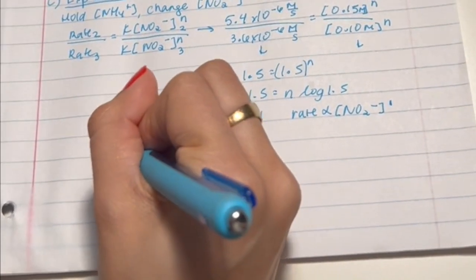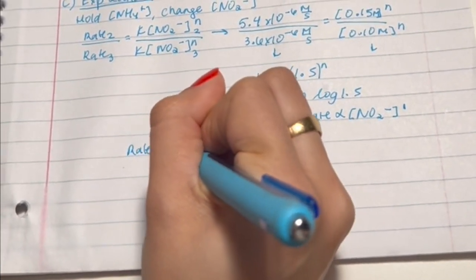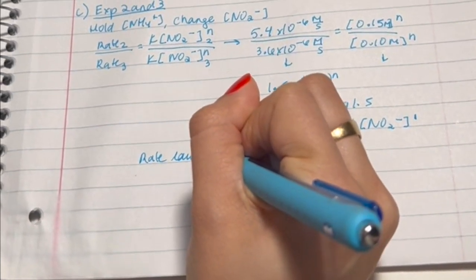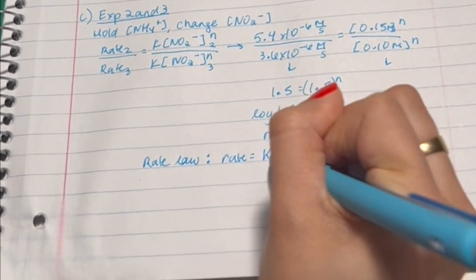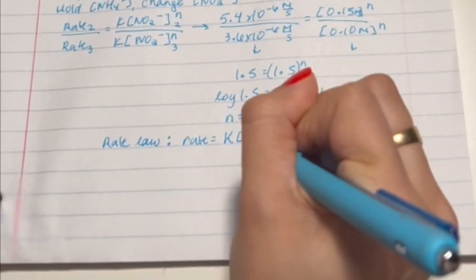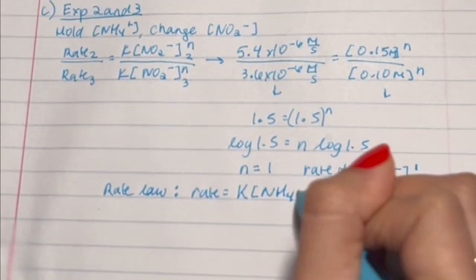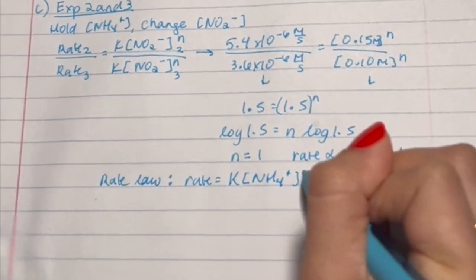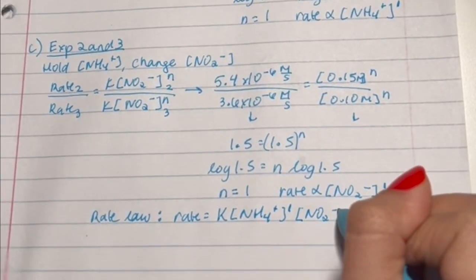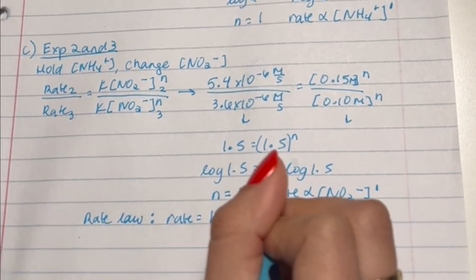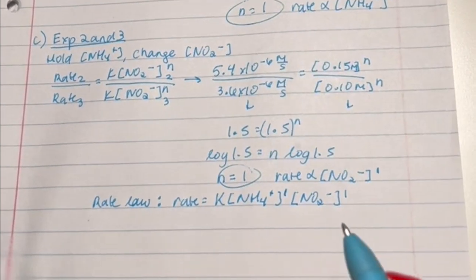So the rate law of our overall reaction: we get that rate is equal to K, our rate constant, times the concentration of NH4 plus to the first power and NO2 minus to the first power. And we proved it with n equals 1 and n equals 1 here.